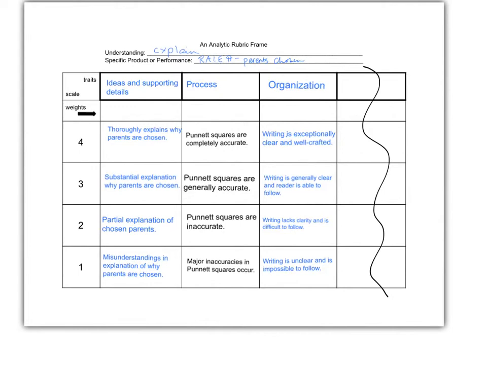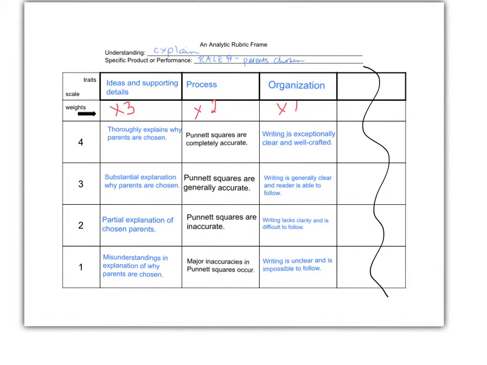But I want to think about my weights now and what is most important. So as a science teacher, thinking about my genetics unit, thinking about my transfer goal of students being able to explain how specific traits are passed, what is most important here? And I think that it's the ideas and supporting details. That's the content. That's most important to me right now. So I'm going to go ahead and weight that by 3. I think their process is really important. I want them to understand how those Punnett squares work, so I'll weight that by 2. And then organization, I'm not going to give it any weight. I'm just going to make that its normal points.